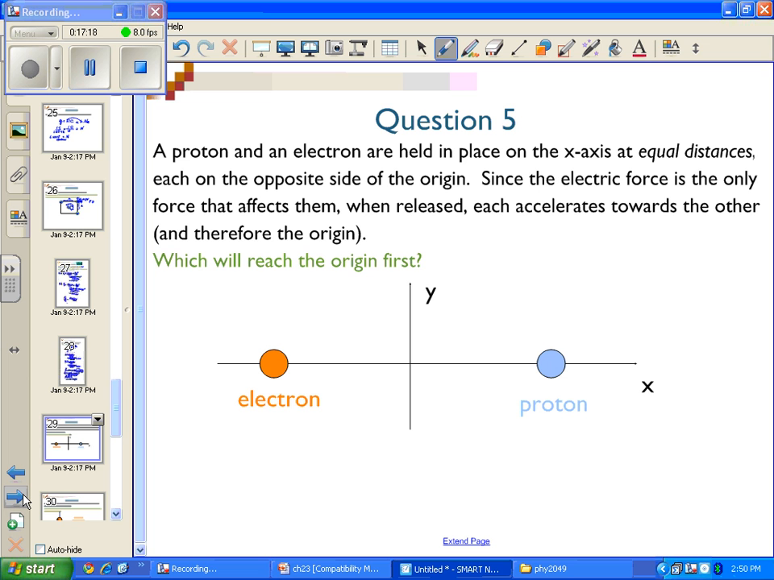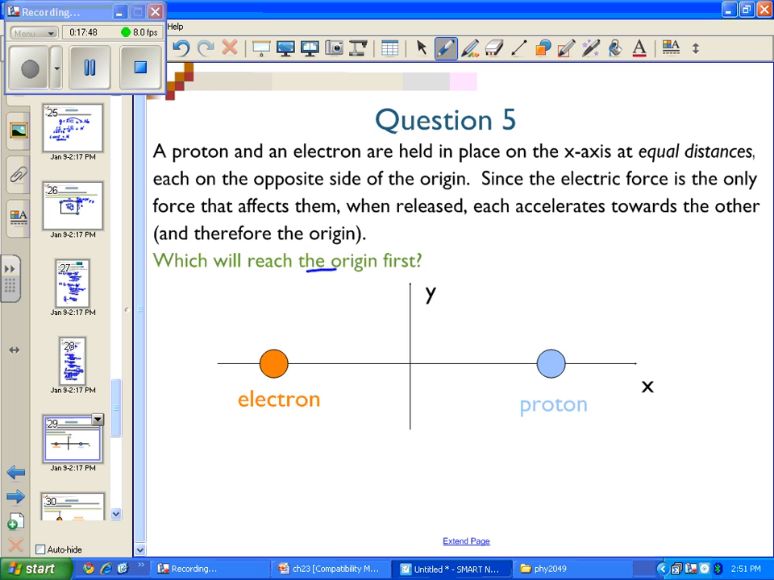Question 5 asks the following. It says a proton and an electron are held in place along the x-axis at equal distances to each other and on opposite sides of the origin. Since the electric force is the only one that affects them, when each is released, each will accelerate towards the other. Question, which is going to reach the origin first?